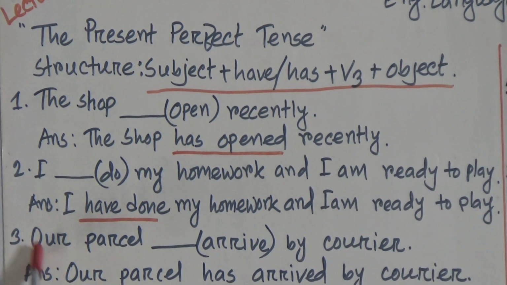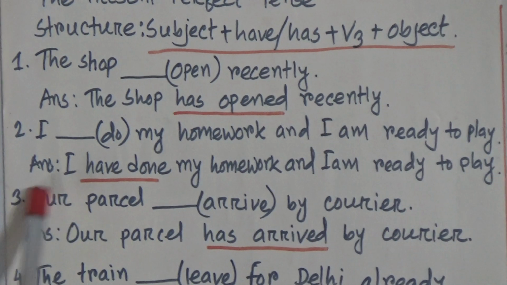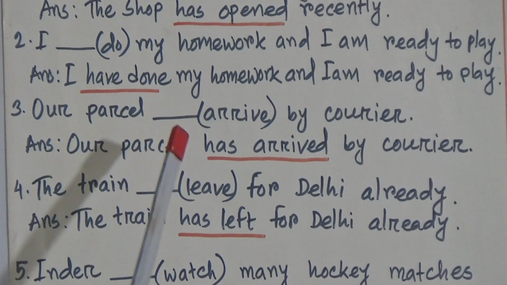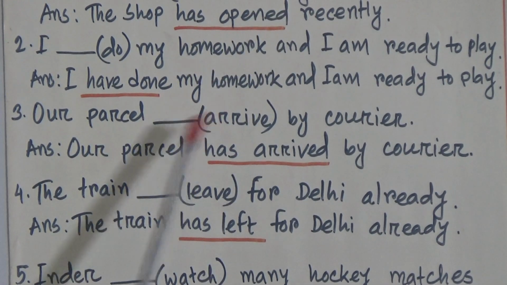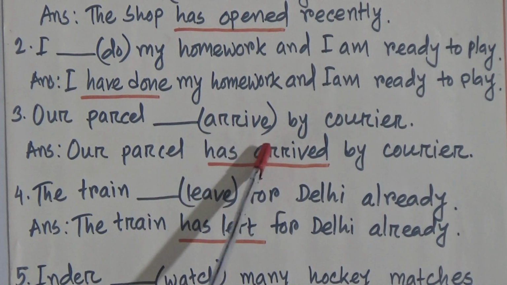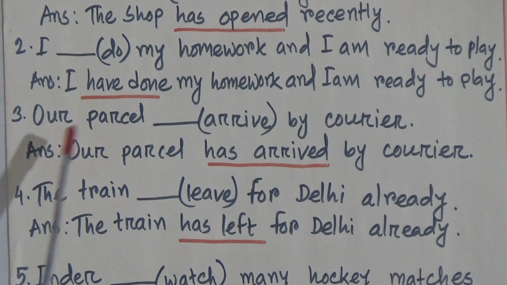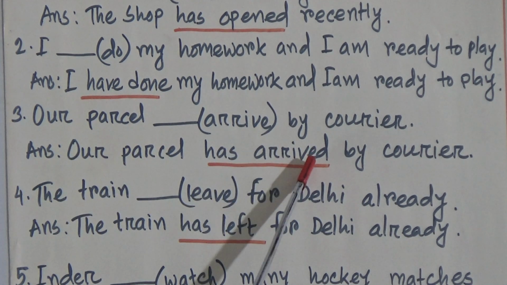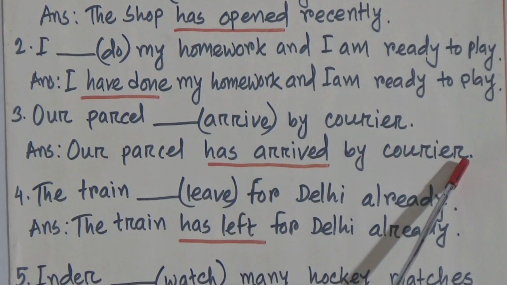Number 3. Our parcel, it's also singular. Our parcel gap arrived by courier. Dear students, although this subject is also singular, we have to use has, okay? Then has, and the past participle form of the verb is arrived. The answer would be: The parcel has arrived by courier, okay?